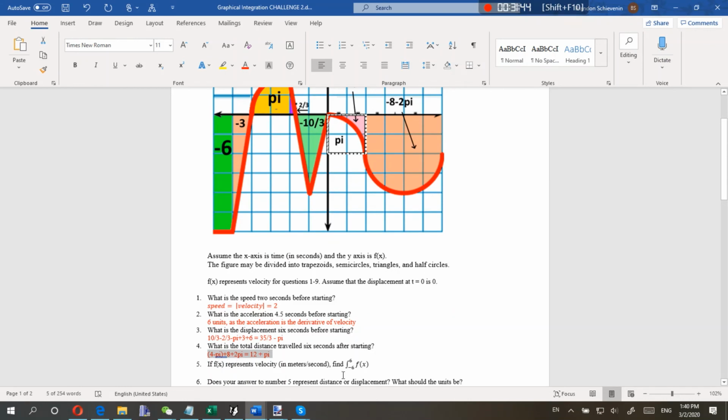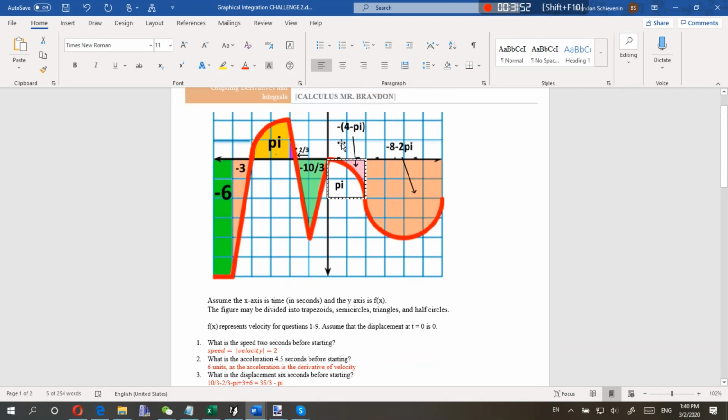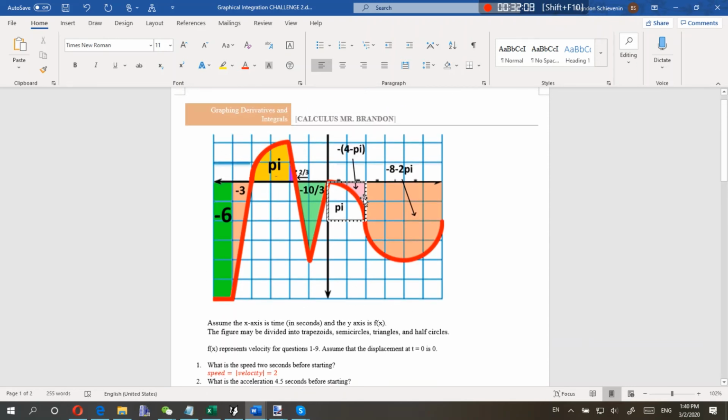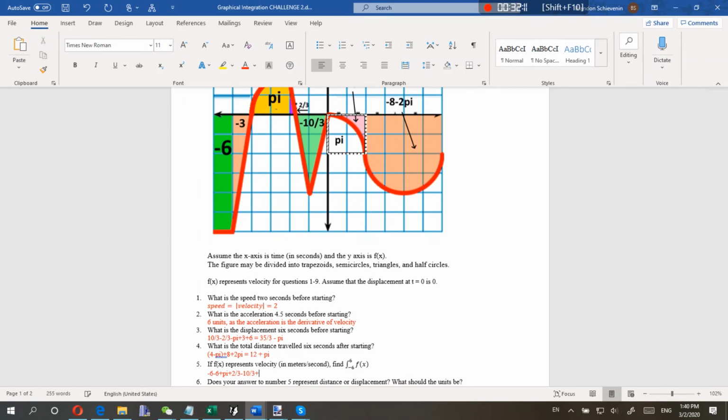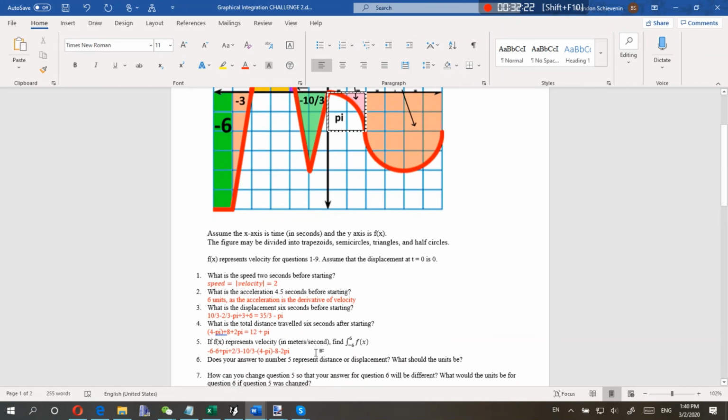And then if this is velocity, find the integral from negative 6 to 6. So if I'm going to start at negative 6 and go to 6 by displacement, that will be what happens if I add all these areas together. So that would be negative 6 minus 3 plus pi plus 2 thirds minus 10 thirds, plus, okay, that's negative 6 below the area, negative 4 minus pi, minus 8 minus 2 pi. So we're adding all of these areas, and if it's negative, we're keeping it negative for displacement.